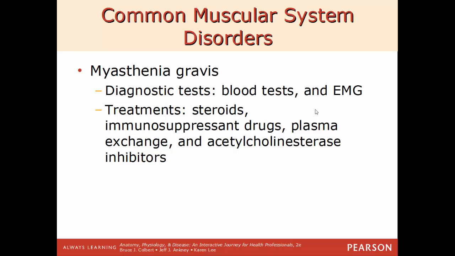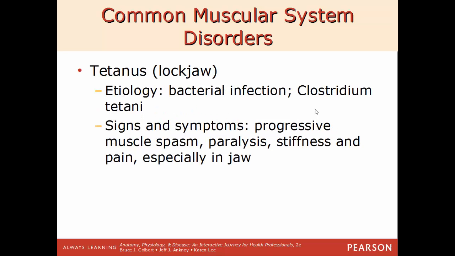Diagnostic tests for this condition: blood tests, EMG. Common treatments: steroids, plasma exchange, immunosuppressants, acetylcholinesterase inhibitors. Tetanus, or lockjaw, the etiology: bacterial infection due to the bacterium Clostridium tetani. The wound isn't cleaned out enough, so the bacteria is allowed to grow and fester. Signs and symptoms: progressive muscle spasms, paralysis, stiffness, and pain, especially within the jaw itself.